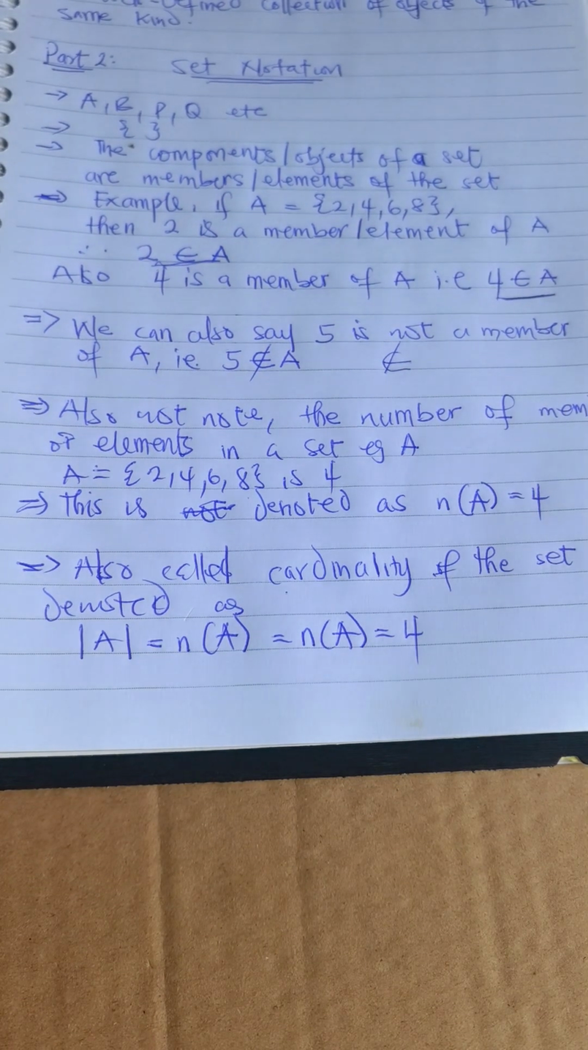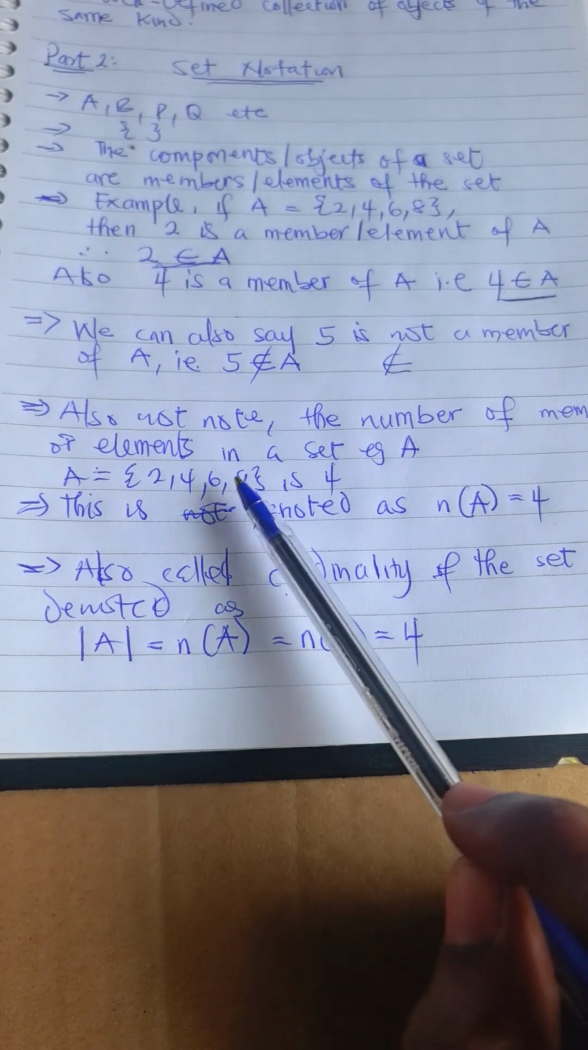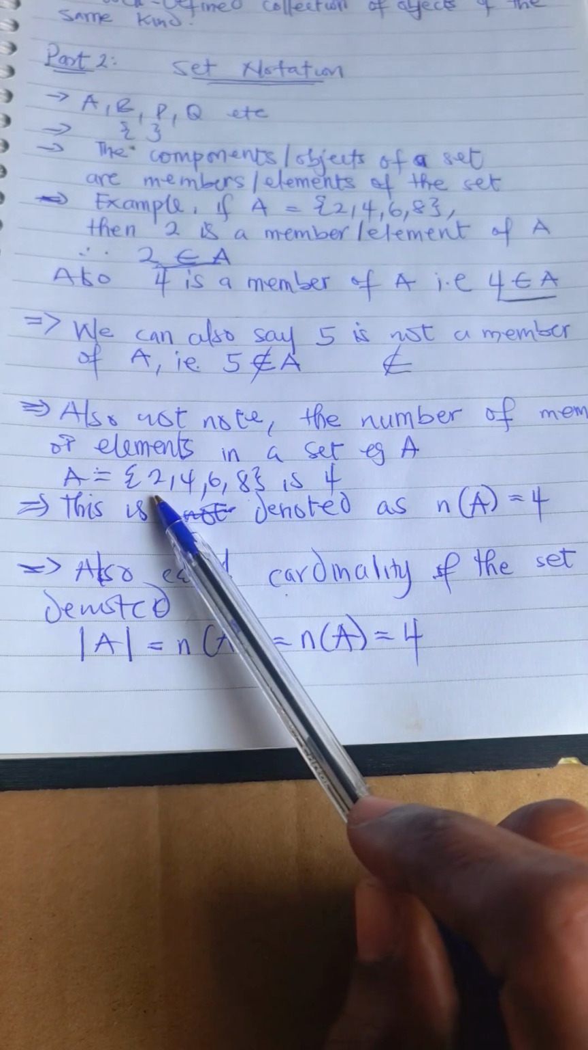Also note the number of members or elements in a set. Using set A as our example, A is equal to the set 2, 4, 6, 8, and the number is 4. When you say the number of members or elements of a set, we are counting the individual numbers, not summing them up, like 1, 2, 3, 4.